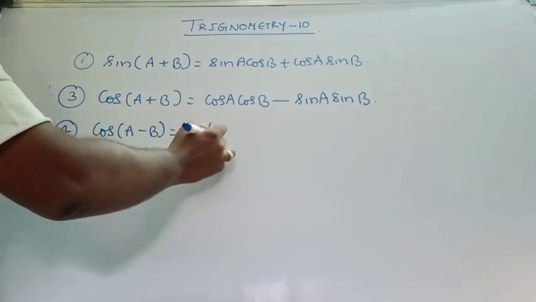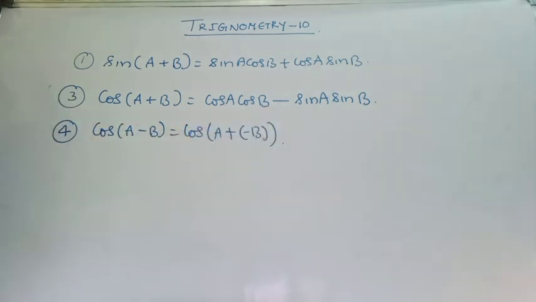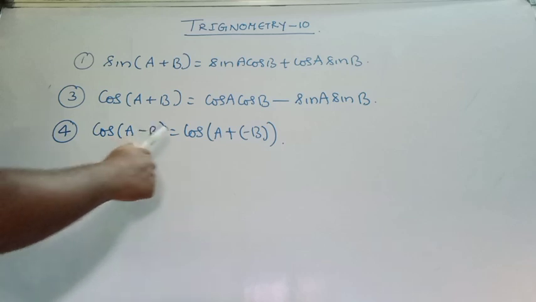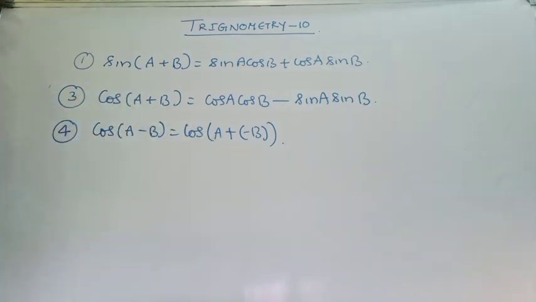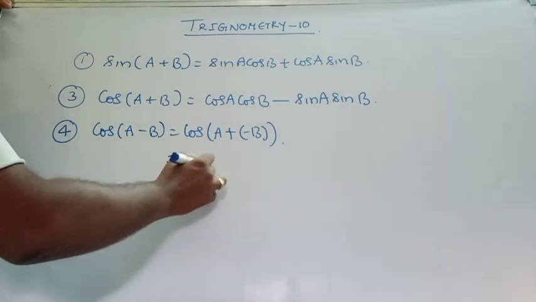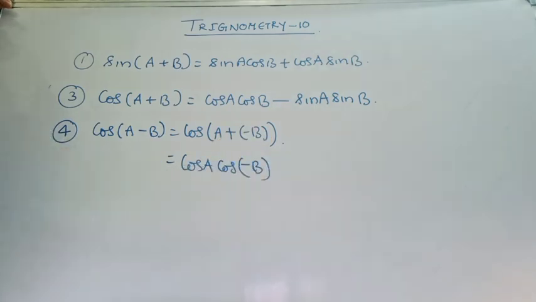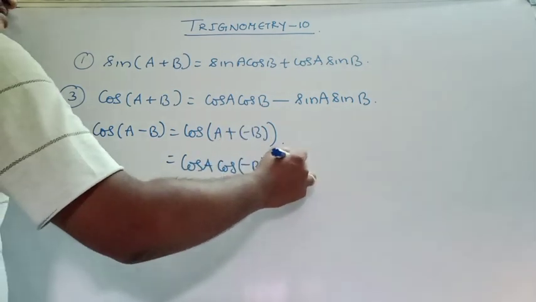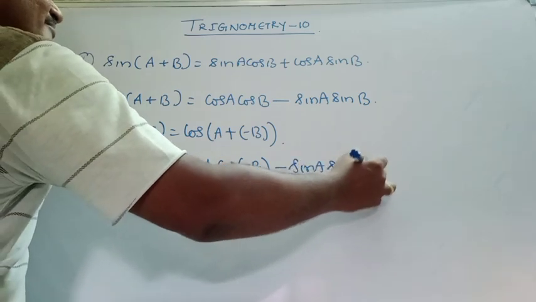We write it as cos of A plus minus B, like this. A plus minus B becomes cos A minus B only. We can use the cos of A plus B formula nicely, which we have derived just now. We can write this as cos A cos B minus sin A sin B, where in the place of B you have minus B.